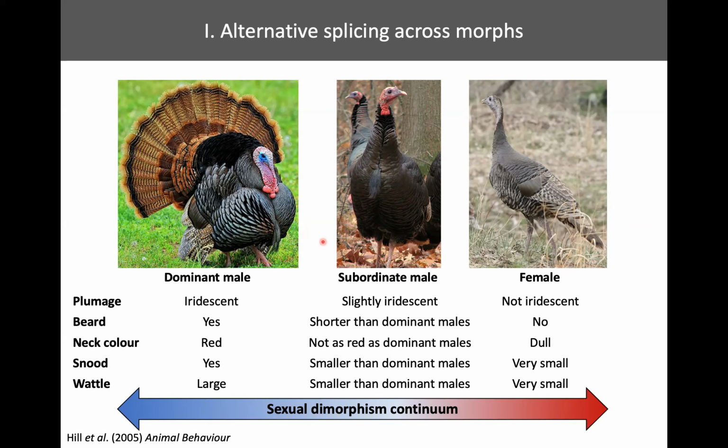Males that develop the subordinate male phenotype still exhibit sexually selected traits such as iridescent plumage and long beards similar to dominant males, but they have less vivid head and neck coloration and less developed wattles, which is the flappy bit on the turkey's neck. Although these features are still more vivid in colour and bigger than in the females. So subordinate males are male in phenotype, but they lie in an intermediate position on the sexual dimorphism continuum. And we compared patterns of splicing across this gradient of sexual dimorphism.